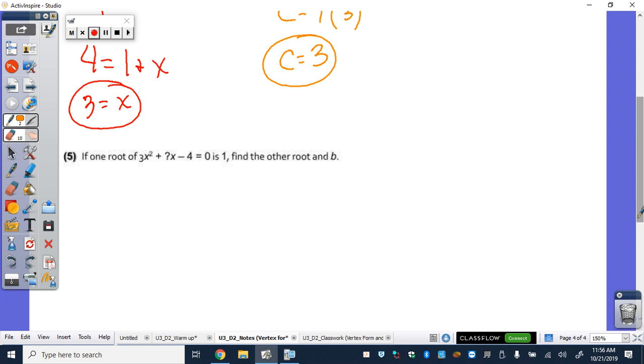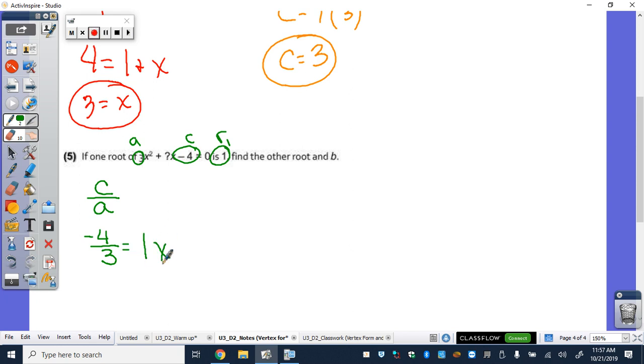Let's take a look at the other one. So one of the roots, again, is 1. So that's my root number 1. I already know that. We got to find the other root, and we got to find the b value this time. So this time, I know c. Here's my c. I know my a. So I'm going to use my product rule, which is c over a. So that's going to put it as negative 4 over 3 is what the product of my two roots is supposed to end up being.